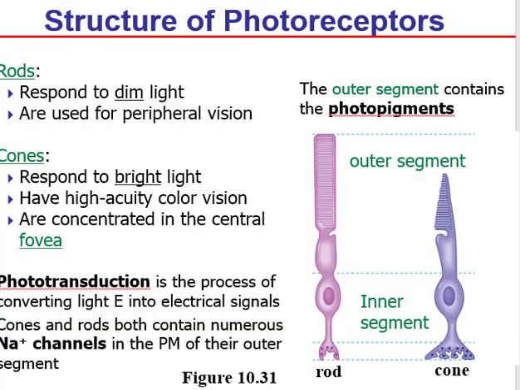The phototransduction process converts light energy into electrical signals. We utilize the cones and rods for both light and dark vision. They contain numerous sodium channels in their plasma membranes on the outer segment. Rods shown here on the left respond to dim light and are helpful with peripheral vision. And cones here on the right respond only in bright light conditions and provide high acuity color vision, and they're located in high concentrations near the central fovea.